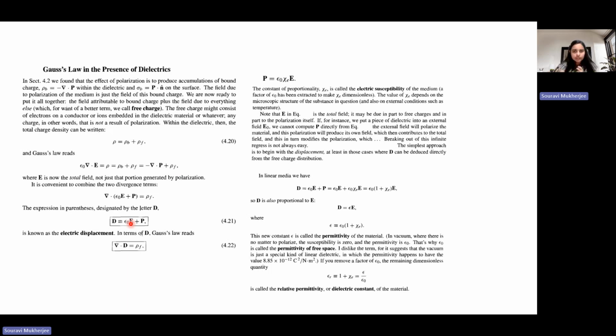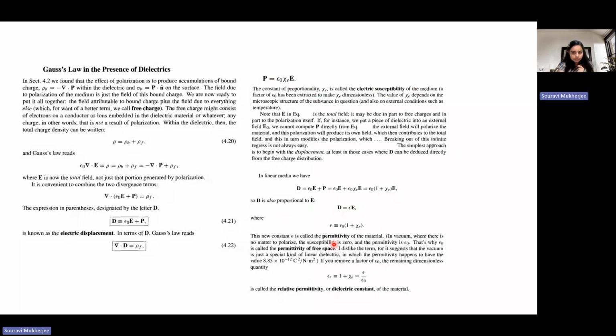Now for any particular medium in the linear limit, if you consider that the polarization is proportional to the electric field, then you can define this proportionality as the electric susceptibility, chi E, and rewrite this term. Then what you find is that in the linear regime, D, the electric displacement, which is associated with the free charges, is proportional to the total field E, which has the effect of both the bound and the free charge. And this proportionality constant is the permittivity of the material.